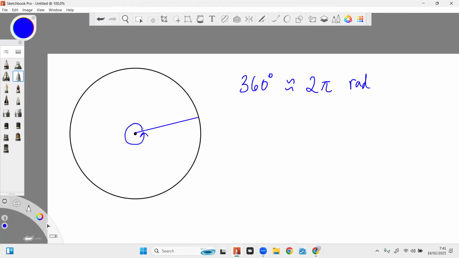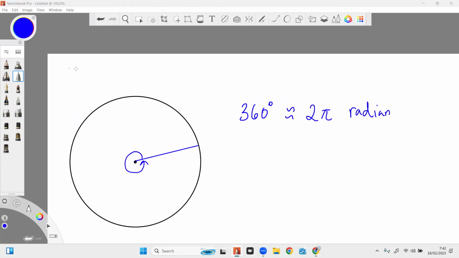So 360 is a whole circle. A whole circle is circumference. Circumference of a circle is pi d or 2 pi r. But since we don't have the specific radius, we don't have a number for the radius, you change the radius by radian. Okay, rad means radian. So we are talking about the conversion of degree to radian. So we try to convert degree to and from radian.